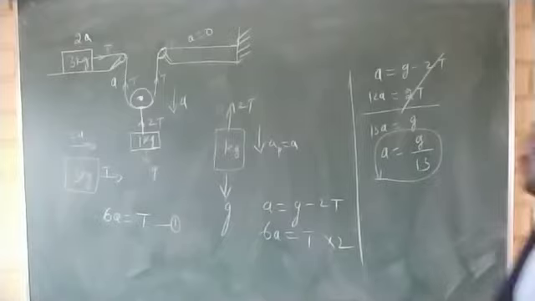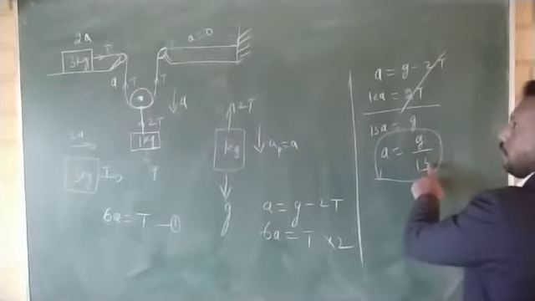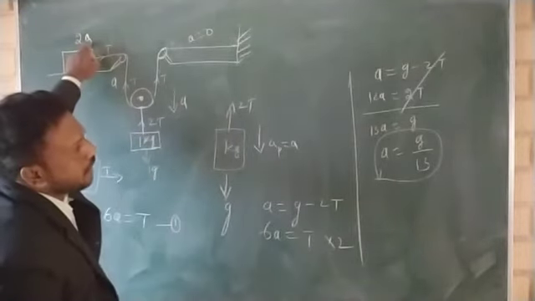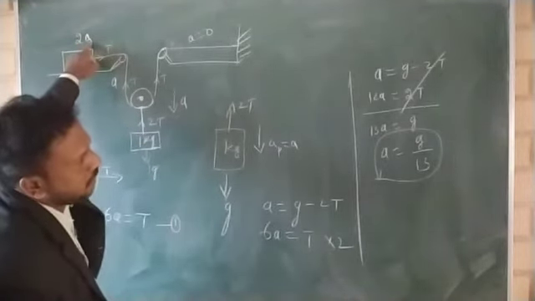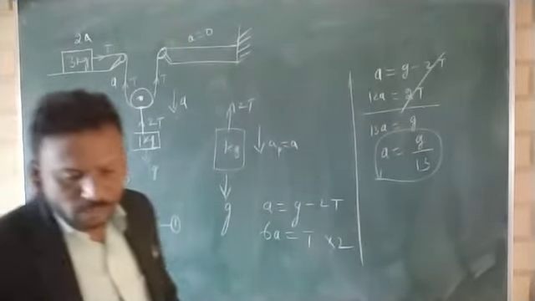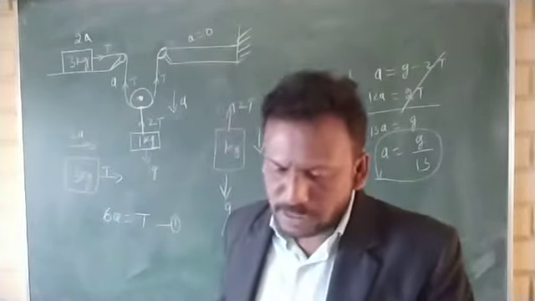What is the acceleration of the movable pulley? A is equal to G by 13. What is the acceleration of this block? 2A. 2 into A is 2G by 13. Clear? Next.